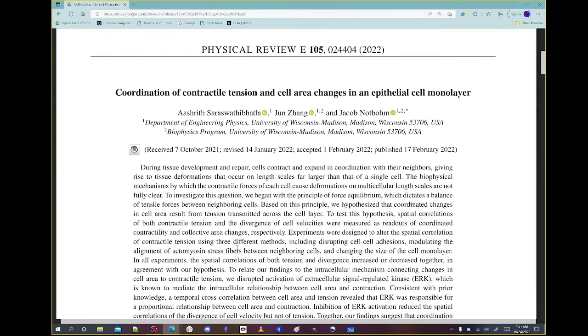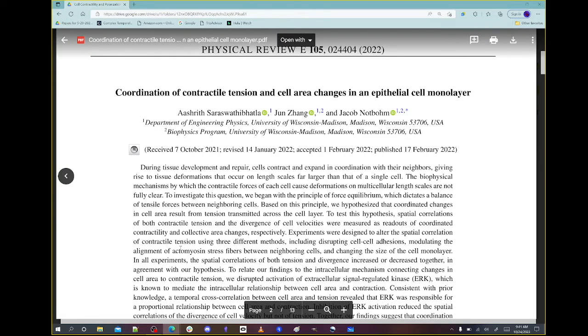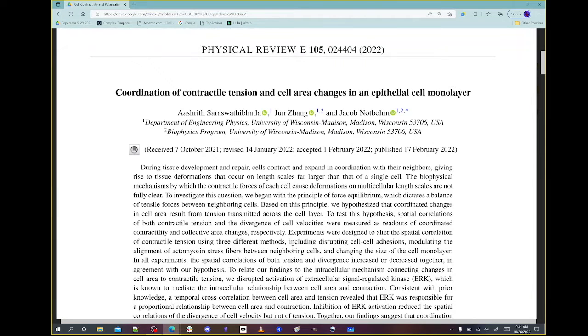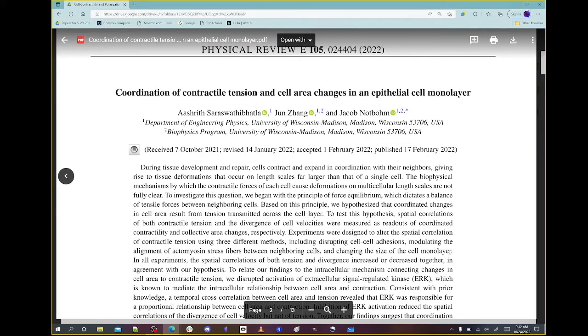Experiments were designed to alter the spatial correlation of contractile tension using 3 different methods, including disrupting cell-cell adhesions, modulating the alignment of actomyosin stress fibers between neighboring cells, and changing the size of the cell monolayer. So these are 3 different ways that they did this. Cell-cell adhesions are, of course, the things that keep cells in contact or together, and that can introduce stresses and tensions across different cells as they're pushing against one another and sticking to one another. Modulating the alignment of actomyosin stress fibers between neighboring cells, so the stresses are transmitted, I guess, across the different cells in a coordinated manner. And then changing the size of the cell monolayer.